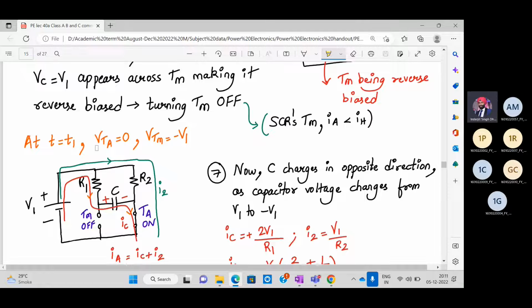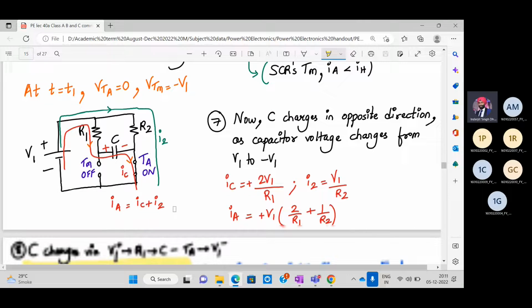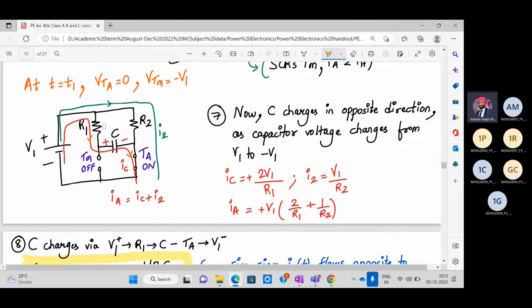So at t equal to t1, VTA is 0, VTM is minus V1. And now the capacitor will charge in the opposite direction. So here the capacitor will charge in the opposite direction now with this polarity, plus on the left hand side and minus on the right hand side. The capacitor will charge from V1 through R1, C, and TA.